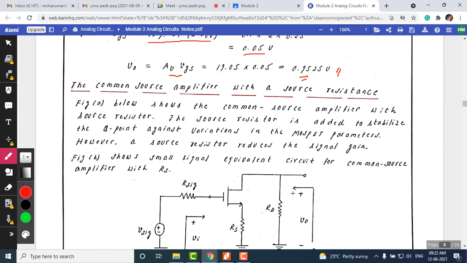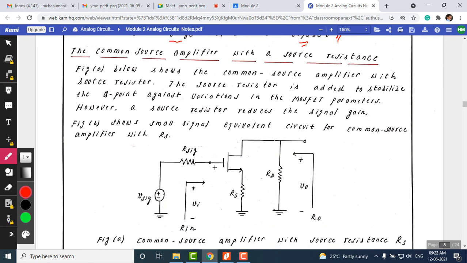The drawback is that the MOSFET has numerous parameters, and these parameters keep changing with reference to the input signal, the temperature, and other things. So this variation of the transistor parameters should be kept to a minimum. To achieve that, we have something called RS.